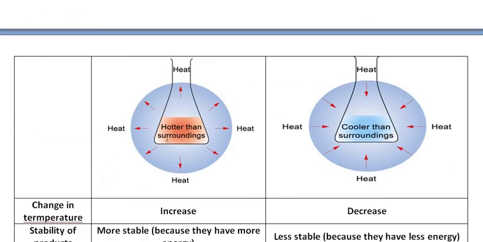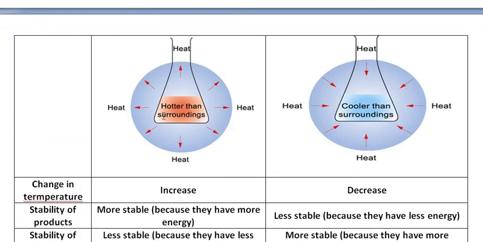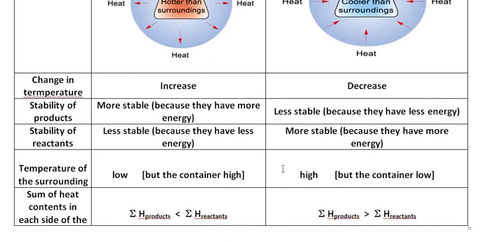This is an image for exothermic reaction. Heat gets out from the reaction vessel. Okay, these arrows tell us that heat gives out. But this one, the arrows are inwards, which means that this reaction absorbs heat from the surrounding. This is the surrounding. Okay.